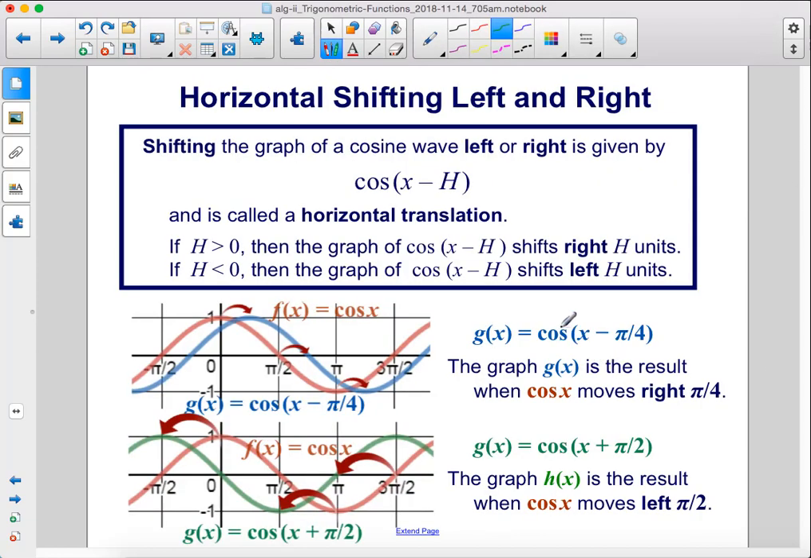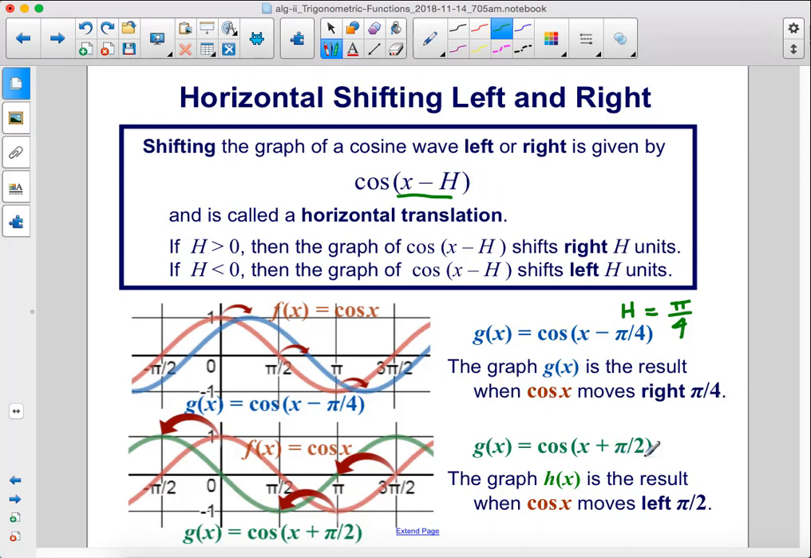Shifting the graph of a cosine wave left or right is given by cosine of x minus h and is called a horizontal translation. If h is greater than 0, then the graph will shift right h units. If h is less than 0, then the graph will shift left h units. So here, in blue, we've shifted to the right by pi over 4. Because h equals positive pi over 4, it says x minus that, because here it says x minus h. Therefore, we move to the right pi over 4.